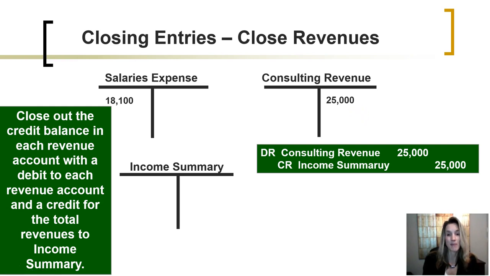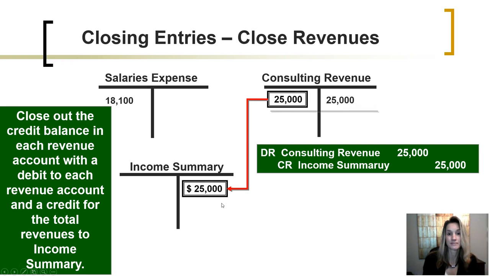So our first closing entry will be to get rid of the credit balance in each revenue account. To get rid of a credit balance, we need to debit it. So our first closing entry is to debit each revenue account for whatever its balance is. So here we need to debit revenue for $25,000. And we will transfer that $25,000 balance to this account called Income Summary. After that closing entry is posted, the revenue account is closed. There is nothing recorded in it, and all other revenues are temporarily recorded into Income Summary.